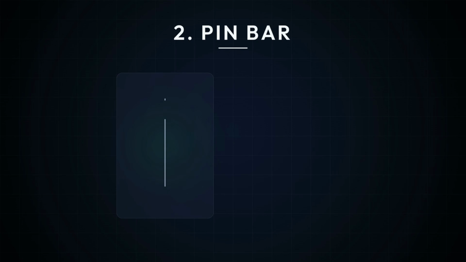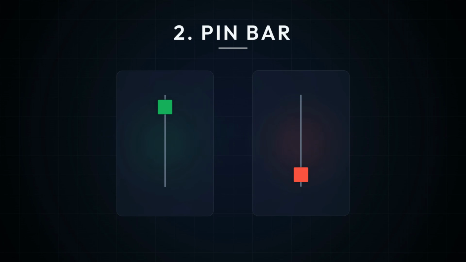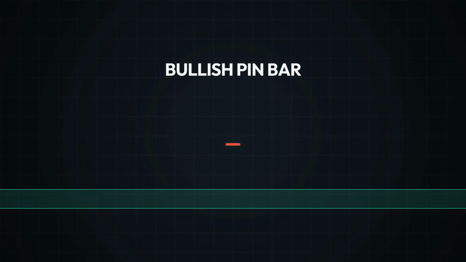Pattern number 2 is one of the easiest concepts for beginners, the pin bar. It is only one candle, and if you already understand wicks, you already understand most of its story. In a bullish pin bar, sellers aggressively push price lower. Then buyers step in, reject those lower prices, and push the candle back up before it closes.